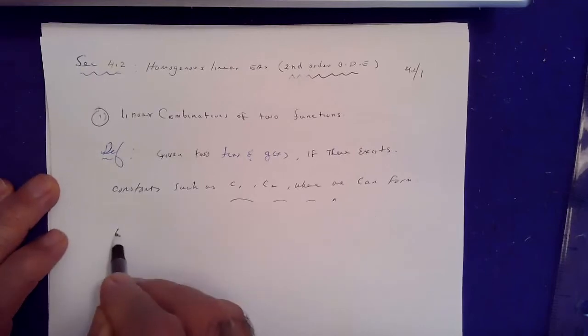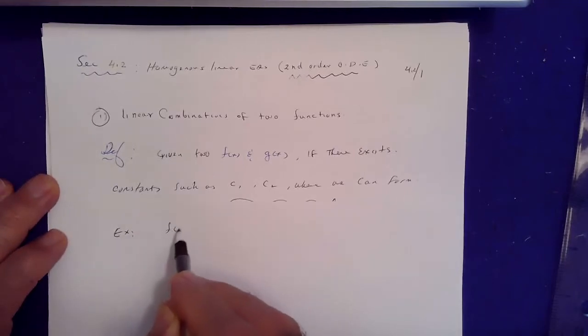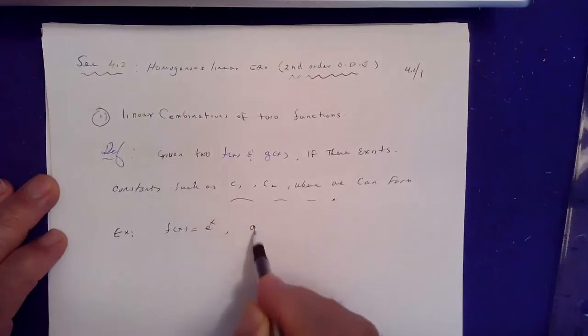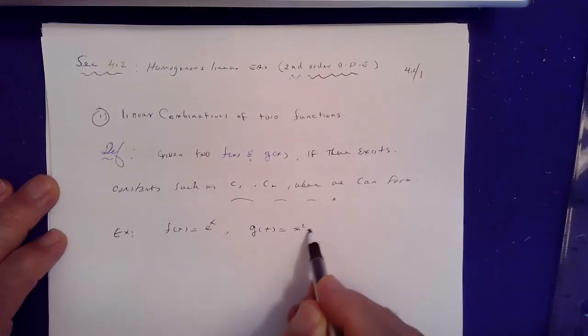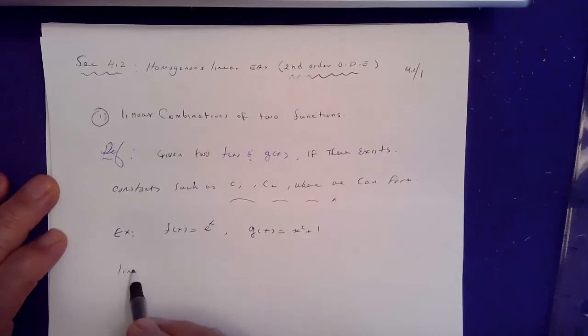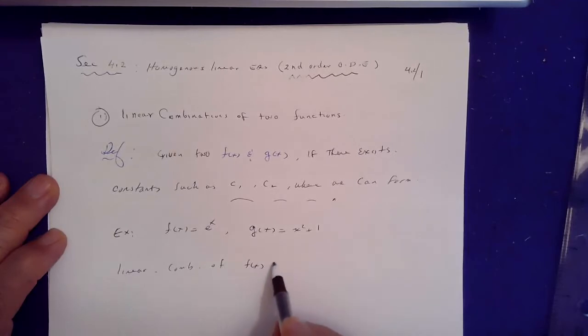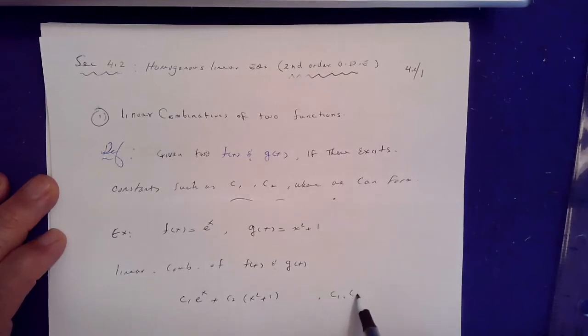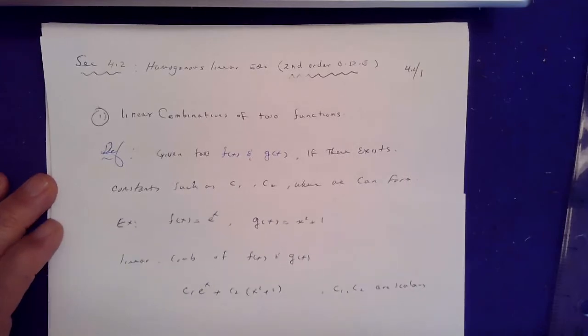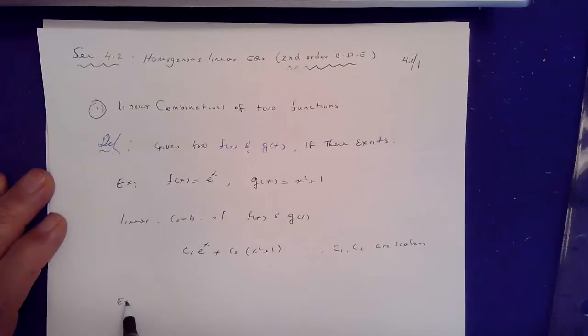For example, if I have two functions, let's say f of x is e to the x, and g of x is x squared plus 1, a linear combination of f of x and g of x happens to be c1 e to the x plus c2 times x squared plus 1, where c1 and c2 are scalars, meaning they're real numbers, correct? So that's basically what linear combination is.